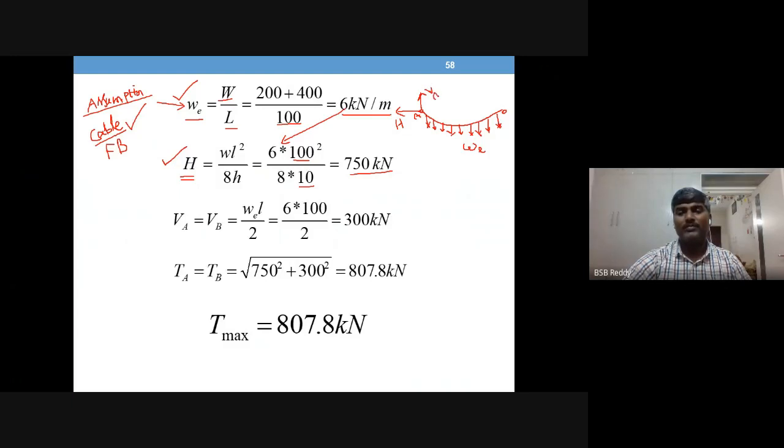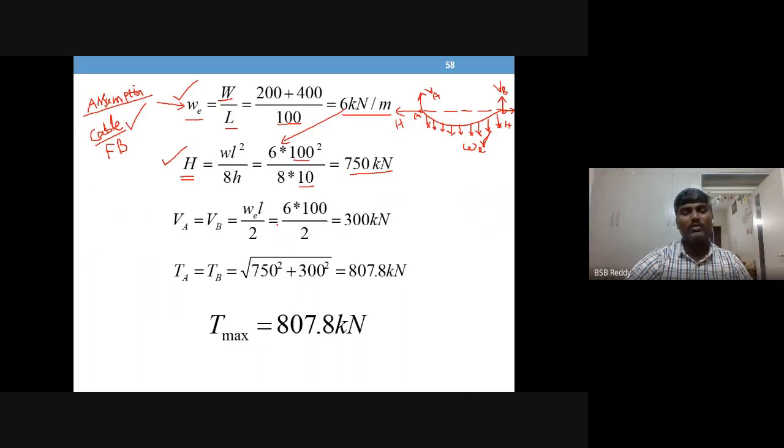So VA, and H here, and VB. All these reactions you are able to solve, because WE we are calculating straight away in the initial step. So what is H for a cable acted upon by UDL? It is WL square by 8H. So we got the H value.